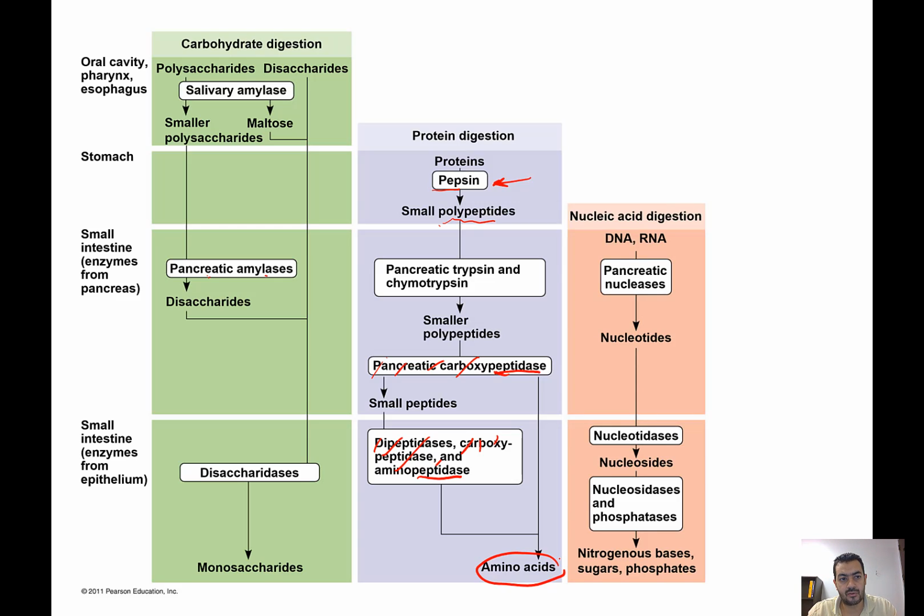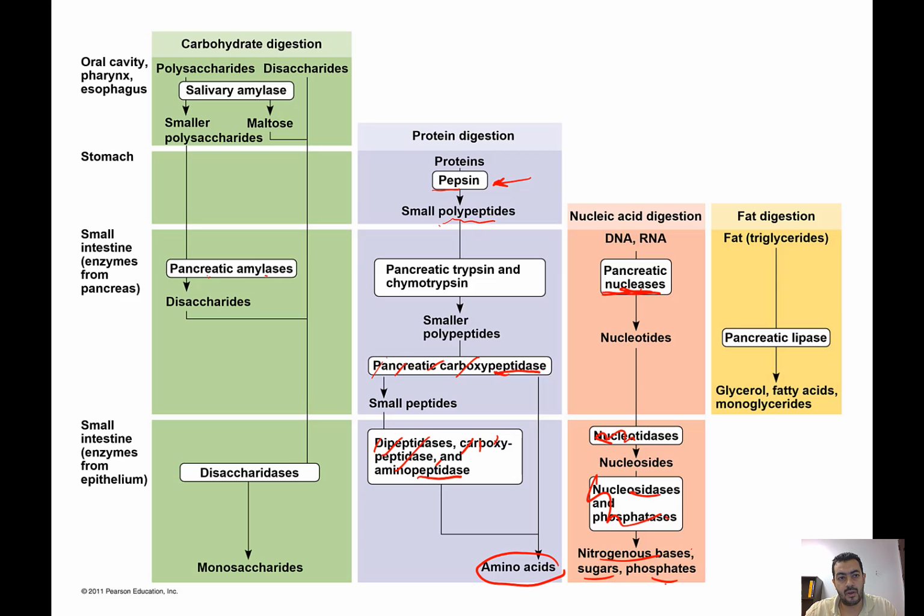This will start in the small intestine by the action of nucleases. Again, let's just call them nucleases. By the action of nucleases, we will get at the end the nitrogenous bases, the sugars and the phosphates, the end products. Moving on to fats. The digestion of fats will happen in the small intestine by the action of the pancreatic lipases. This will digest them into their components: glycerol, fatty acids, and monoglycerides.